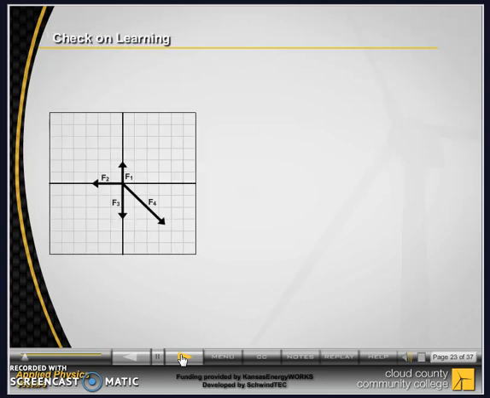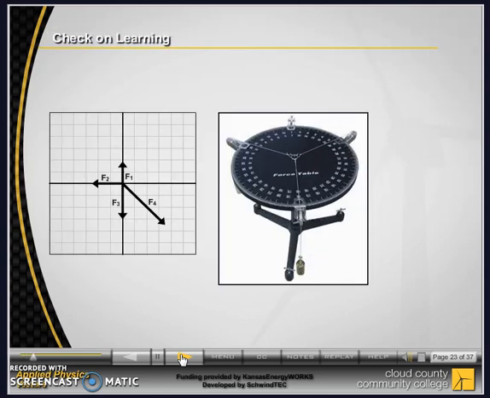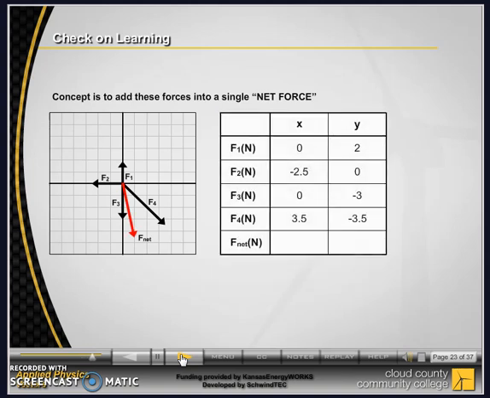You can imagine that this is a top view of the force table shown in the picture. Each of these arrows represent a force pulling the center ring of the table with various strengths or magnitudes in various directions. The concept is to add these forces into a single net force. Finish the problem by summing the x and y columns.